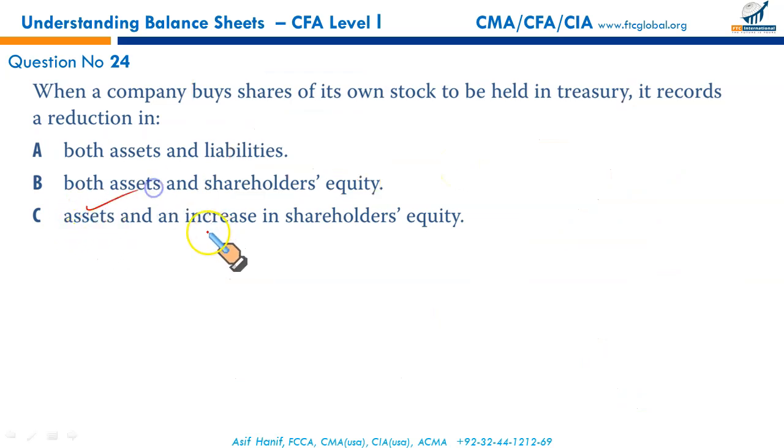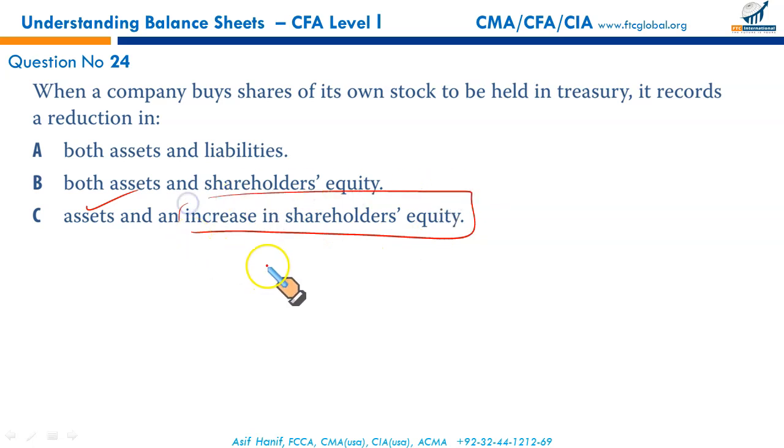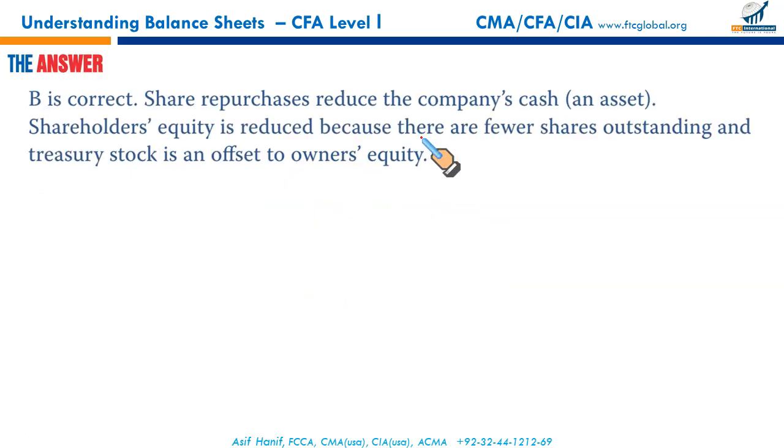Asset, yes, but an increase in shareholder equity? No. Buying your own stock is a negative item. It decreases the shareholder's equity. Remember, the treasury stock is reported as a negative item and it is shown as an unallocated reduction in the equity. There is another treatment also, but that's not the subject of today's agenda. That makes B the correct option, an asset and also a reduction in shareholder equity. B is the right answer.